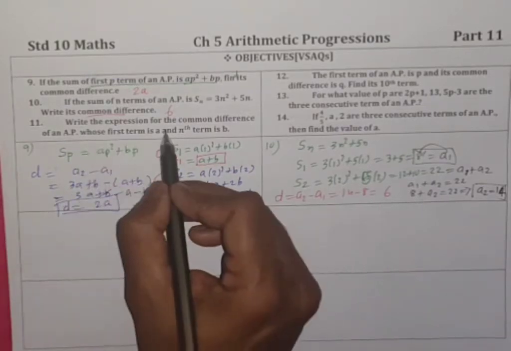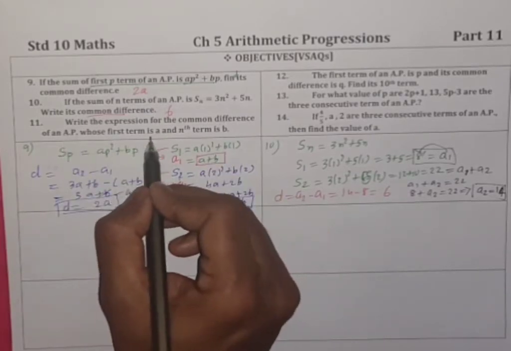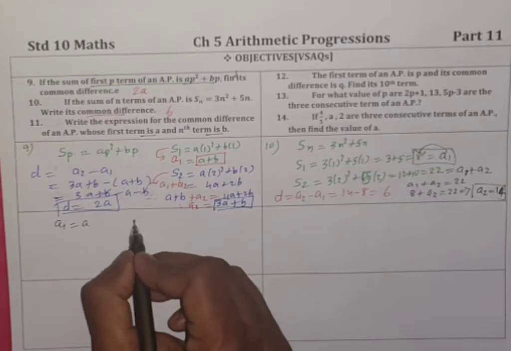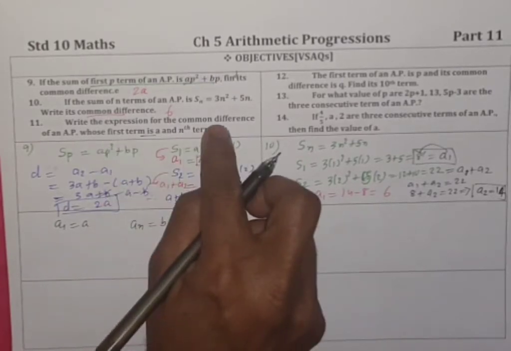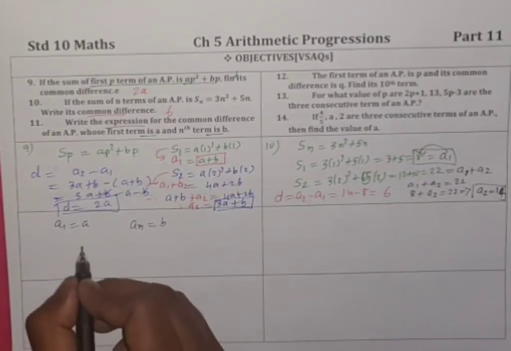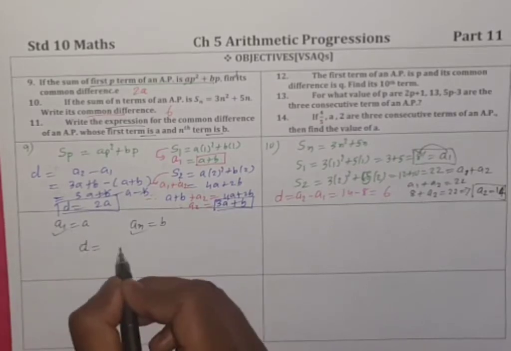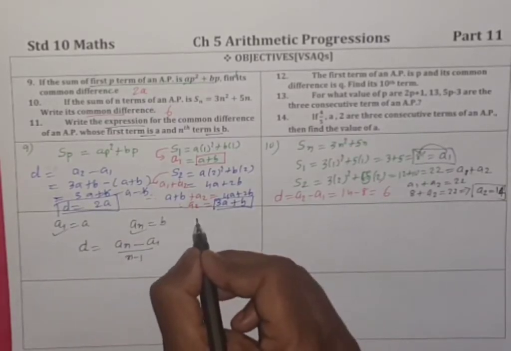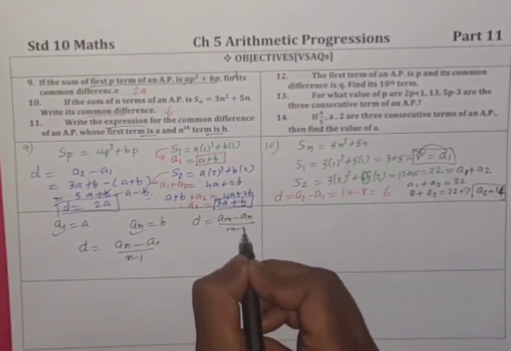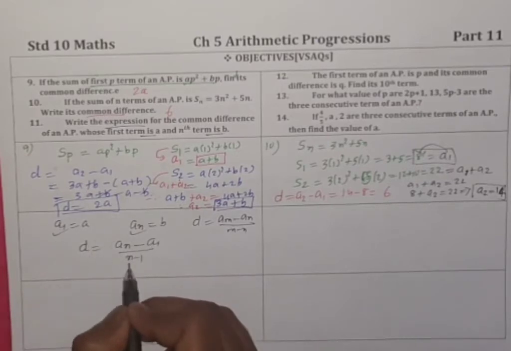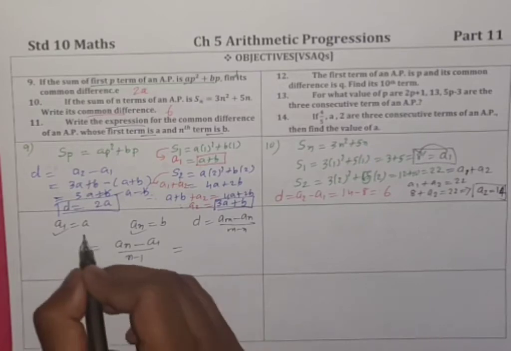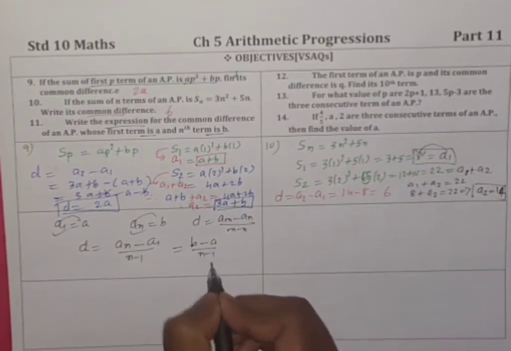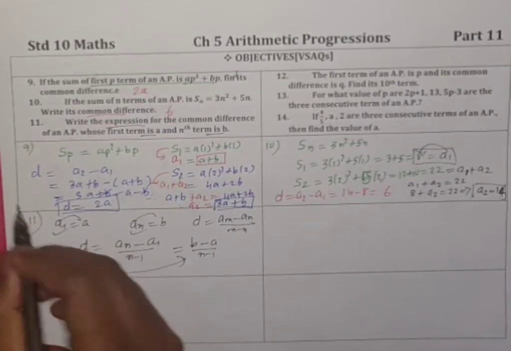Write the expression for the common difference of an AP whose first term is a and nth term is b. First term a1 is a and nth term an is b. So write the expression for the common difference. Children, common difference d: you have the first term and the last term. So last term an minus first term a1 upon n minus 1. You know d is equal to am minus an upon m minus n. Now your last term is b, and a1 is a, so b minus a upon n minus 1. This is your common difference, the expression for your common difference.